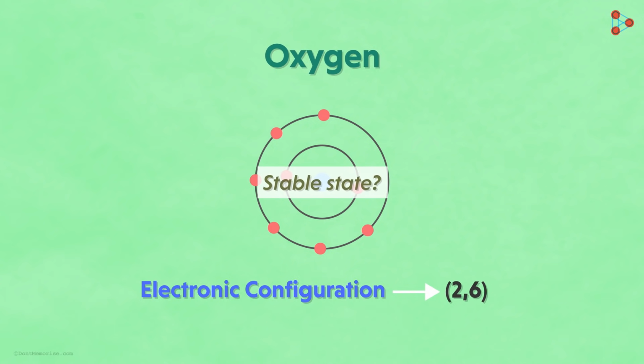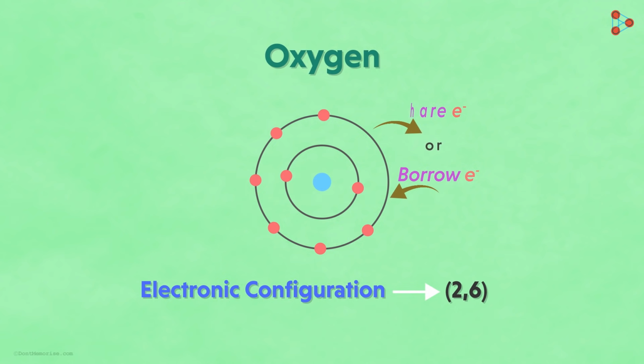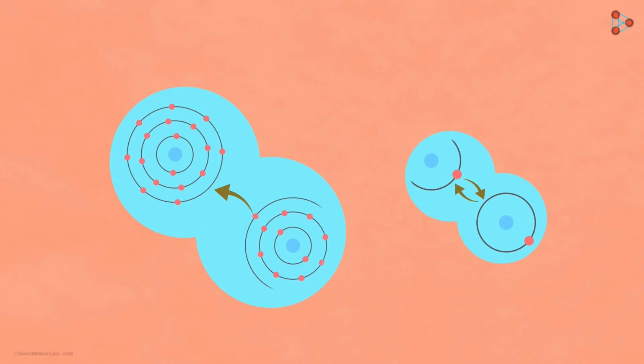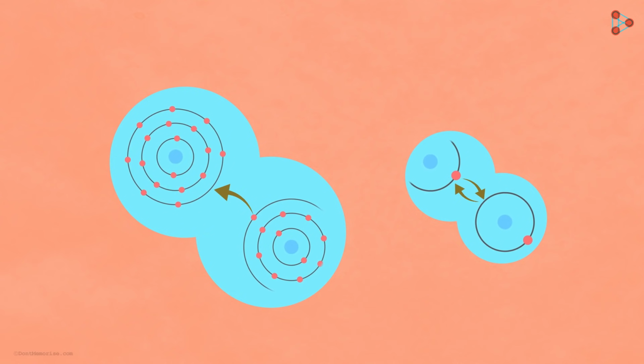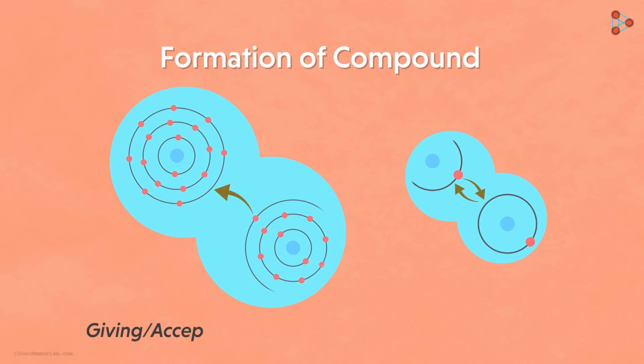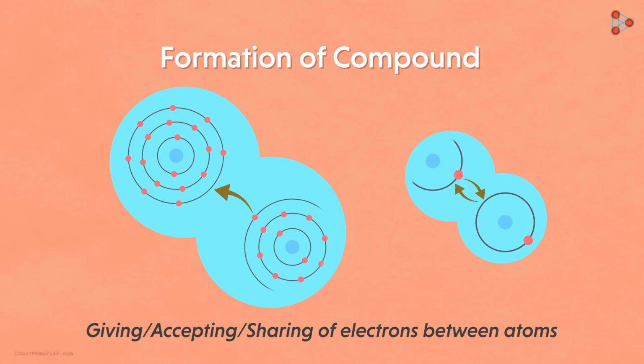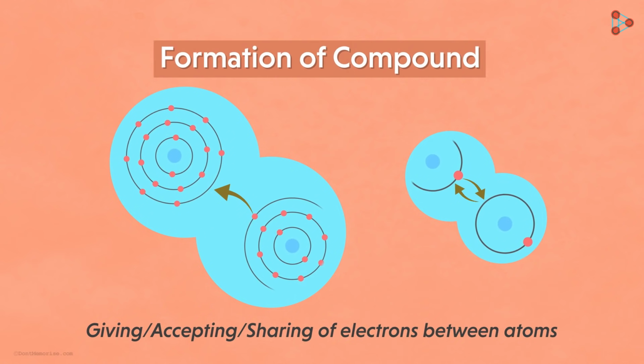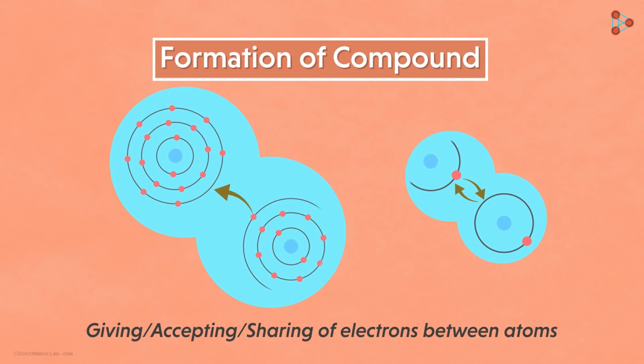So how will it achieve its stable state? What can be done to have 8 electrons in the outermost orbital? Yes, oxygen can borrow or share electrons with atoms of other elements, right? Absolutely. This is how chemical reactions happen. Wait a second. Are we saying that chemical reactions occur because atoms of various elements give or take or share electrons between them? That's correct. And is this how compounds are formed? Absolutely. The giving or accepting or even sharing of electrons between the atoms of elements gives rise to the formation of chemical bonds. This ultimately gives us a compound.